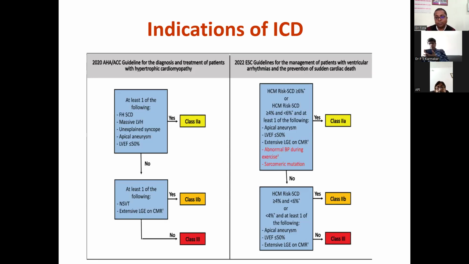And that is the 2022 ESC guideline. They have slightly changed it. The apical aneurysm and LVEF criteria are there, but they have some other findings; they have put MRI also in the diagnostic criteria, where if there is extensive late gadolinium enhancement, or an abnormal BP response during exercise, or a positive sarcomere mutation, then it is a class 2A indication.